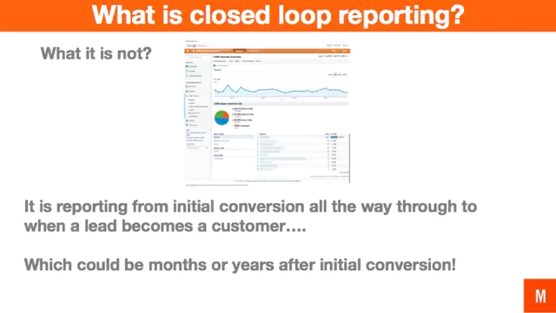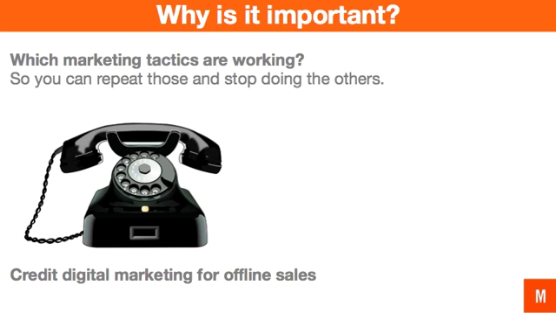So what closed loop reporting is, is reporting from that initial conversion all the way through to when that lead becomes a customer. And that could be months or even years after that initial conversion. So that's why marketing automation is so important for brands with long sales processes. Because unlike FMCG brands, where you can run a campaign and sales increase within 24 hours, and then you can say this campaign resulted in this return on investment, you cannot do that for brands that have long sales and buying processes.